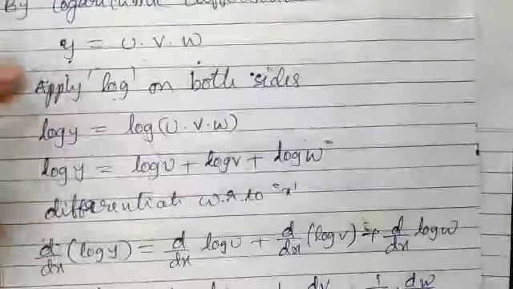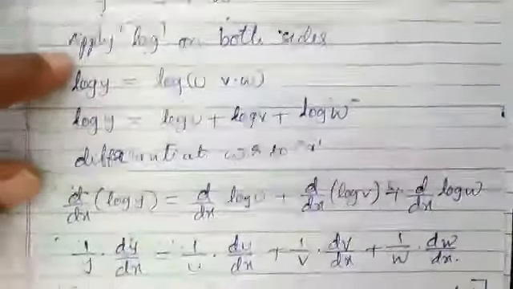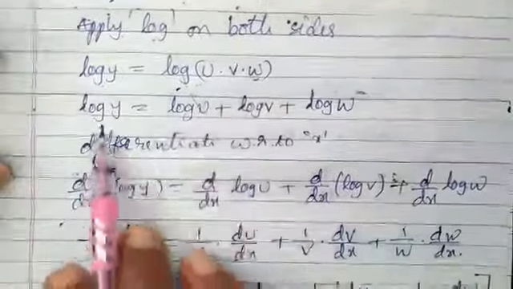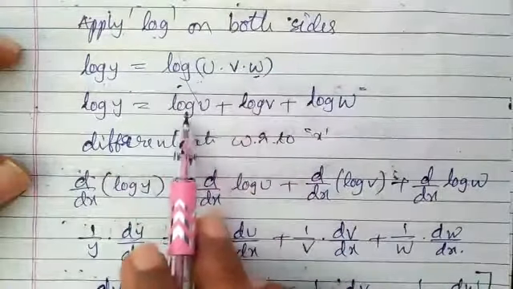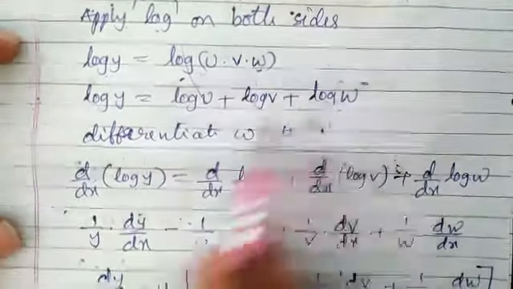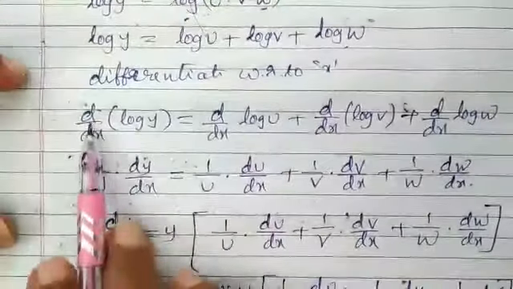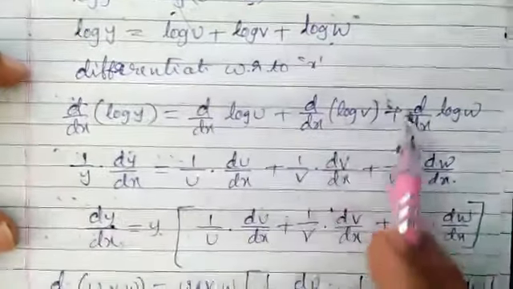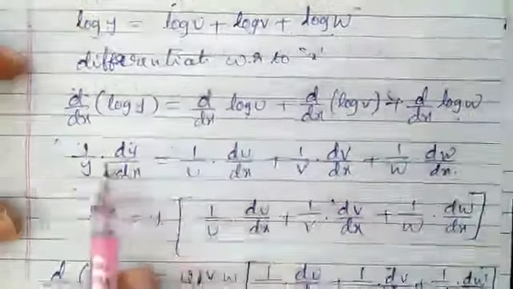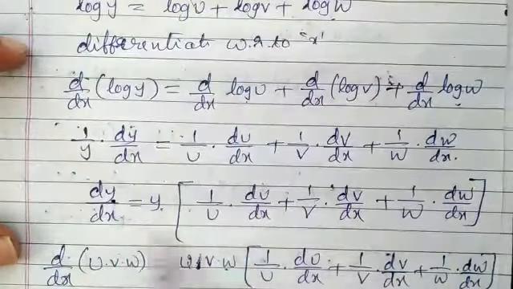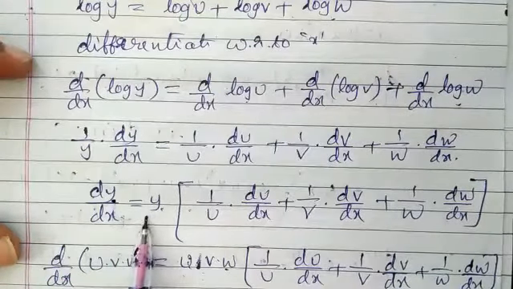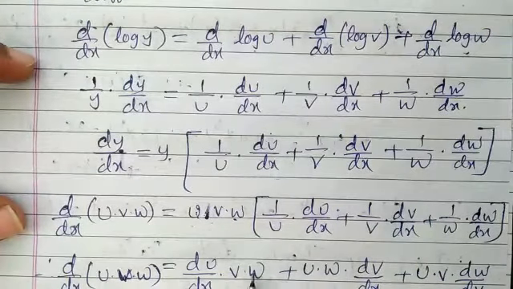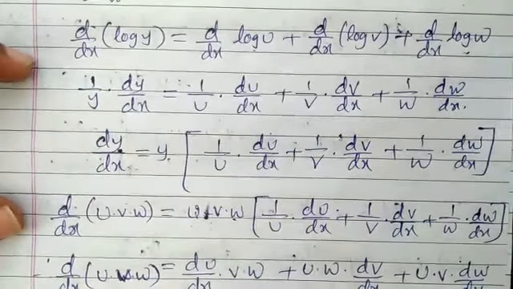See guys, y is equal to u into v into w. Apply log on both sides. Log y is equal to log of u into v into w. So by the log formula, log a plus log b plus log c, like that I wrote. Differentiate with respect to x. d by dx of log y is equal to d by dx of log u plus d by dx of log v plus d by dx of log w. 1 by y into dy by dx, like that we calculated. In the place of y, I substituted u into v into w. We simplified it and got the answer for this problem.